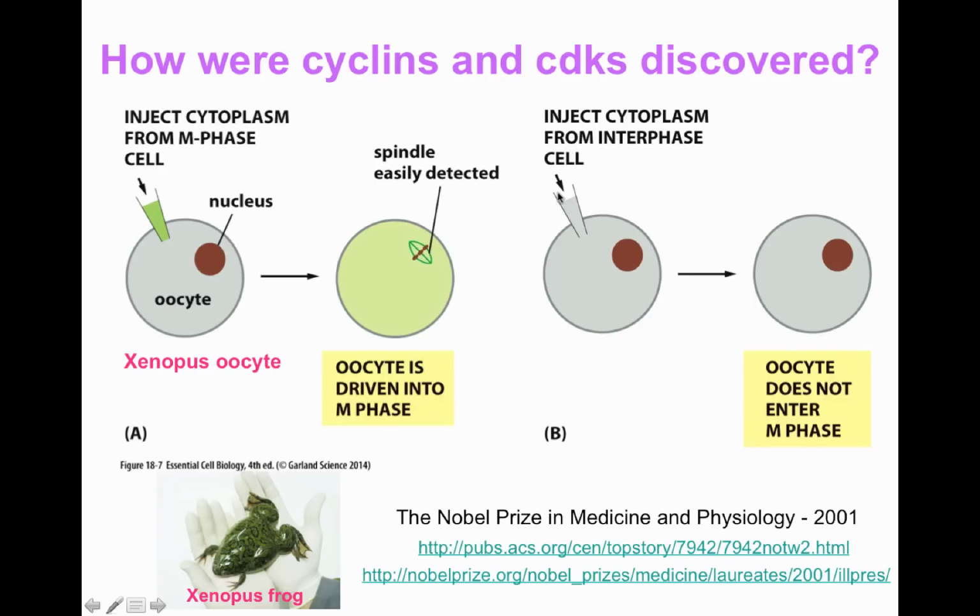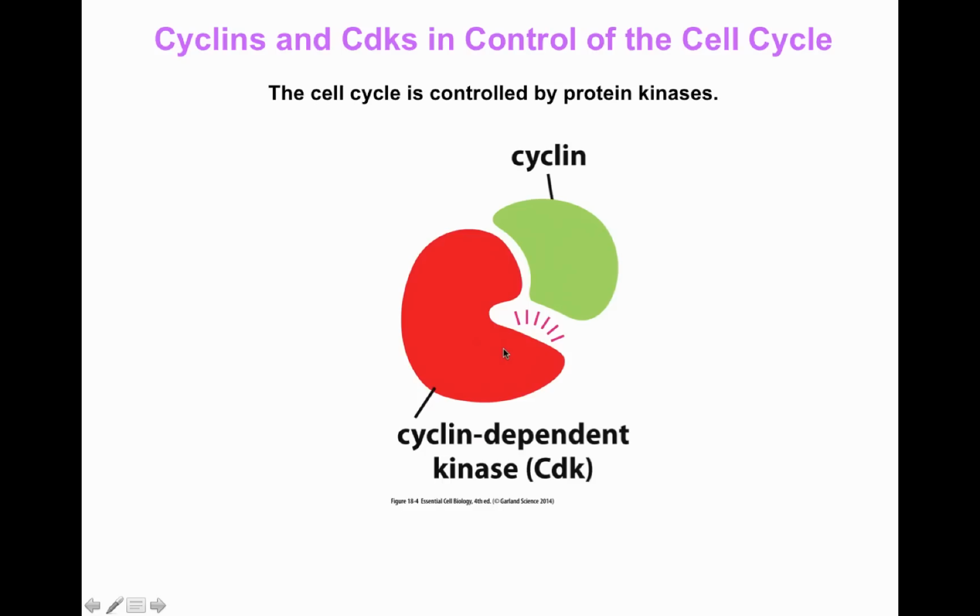So for example, the control for that experiment was to take the cytoplasm of a cell that is in interphase, either because the cell is in G1 phase, S, or G2 phase. Taking the cytoplasm from a cell that is in interphase and injecting it into a similar oocyte didn't allow the oocyte to enter M phase. So this was the indication that some components within the cytoplasm of a cell in M phase are required to trigger M phase in the oocyte. And this is where the cyclins were discovered.